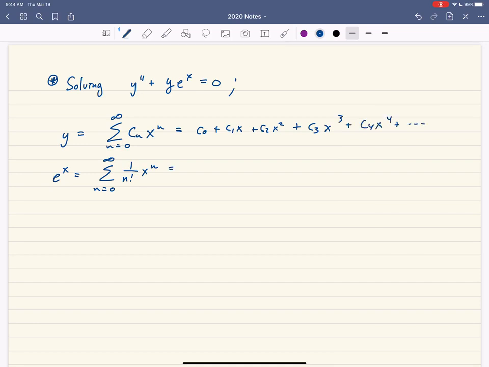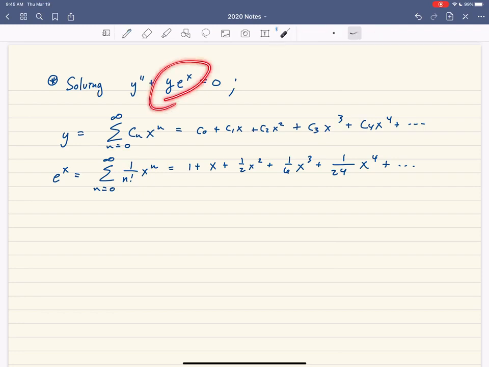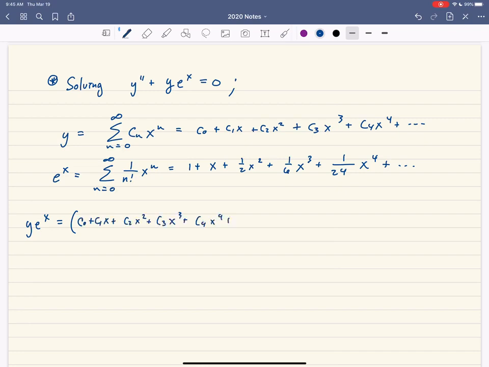And we know that for e to the x, if n is 0, we get 1. If n is 1, we get x. If n is 2, we get 1/2 x squared. If n is 3, we get 1 over 6 x cubed. If n is 4, we get 1 over 4 factorial x to the fourth, and so on. Again, we're taking those up to x to the fourth for each term. Now I want to come up with a power series for their product, and we're not going to do anything fancy. We're just going to write the power series for each: c0 plus c1x plus c2x squared plus c3x cubed plus c4x to the fourth, multiplied by 1 plus x plus 1/2 x squared plus 1 over 6 x cubed plus 1 over 24 x to the fourth, and so on.